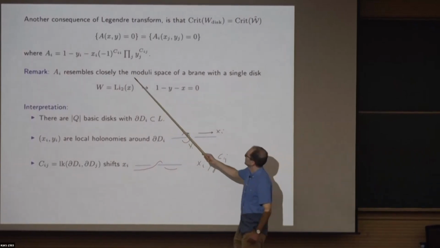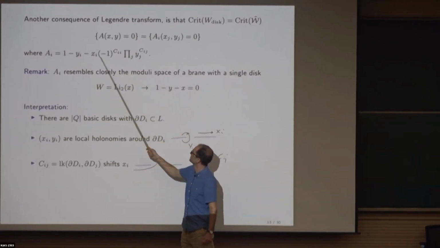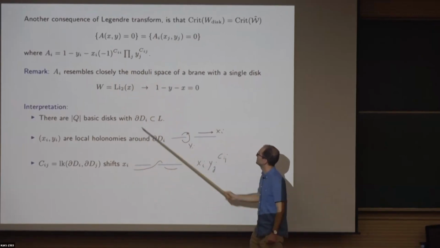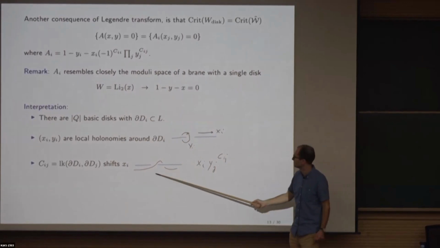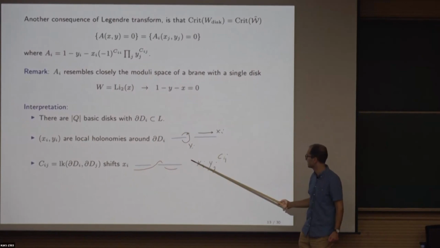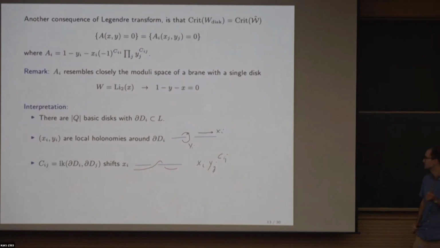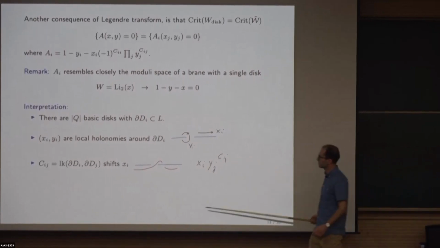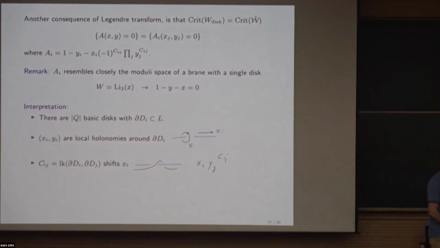And then, well, you see here, the difference between this disk alone and the disk in a system with other disks is that there is some correction here. But that correction now is clear, because if one of the disks links another one, then its longitudinal holonomy x gets corrected by the meridian holonomy around the other disks, and the power of that would be the linking number. Okay, so that's the argument that tells you that the adjacency matrix of the quiver is in fact the linking between disks in the brane.